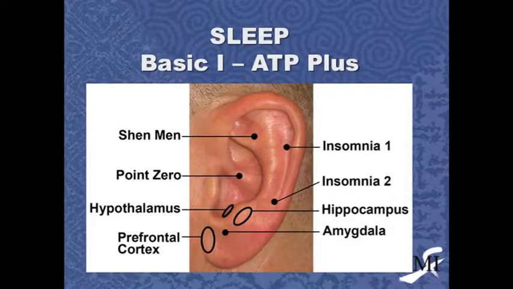Sleep. Sleep is an ATP plus, and the ATP plus with sleep is insomnia 1 and insomnia 2. These are what we call functional points or special points. Insomnia 2 does have an appropriate anatomical correspondence in the central nervous system, but we think of them more as functional points. The reason we're including them, since these are really the only functional points that we're adding in other than point 0 and Shen Men, is that they work.